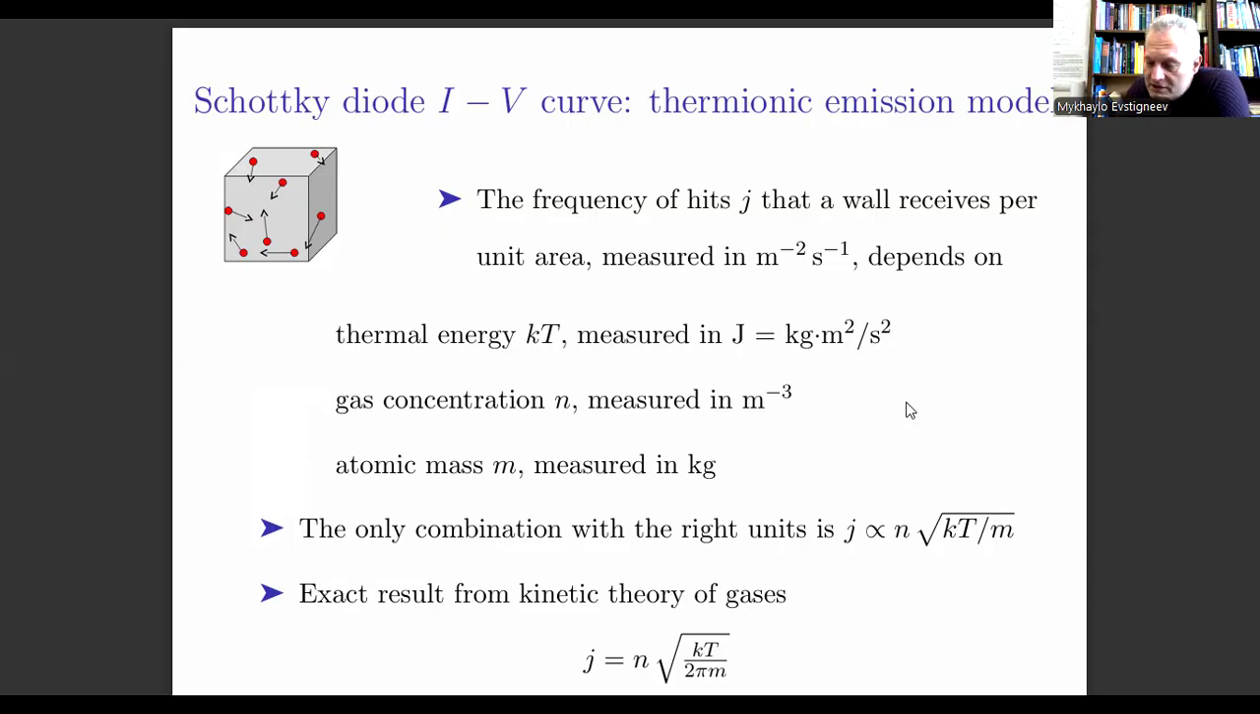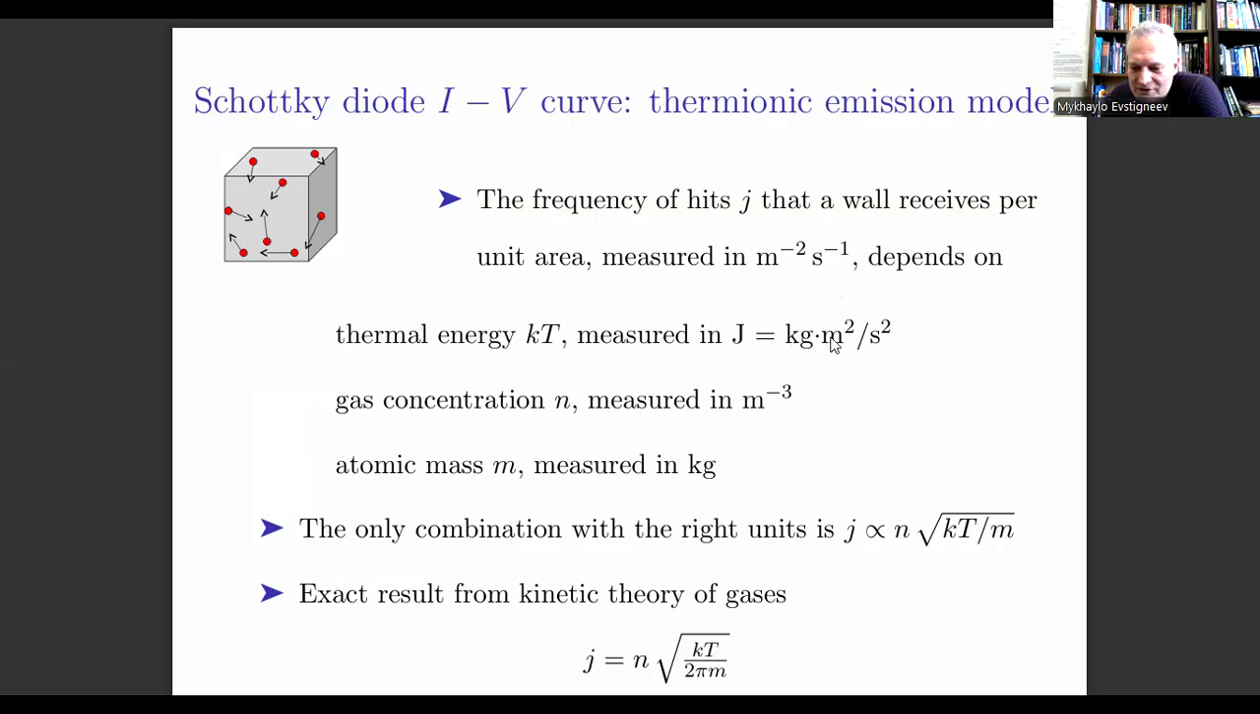Gas concentration is measured in inverse cubic meters, right? And the mass is measured in kilograms. So how do we combine these parameters to get the quantity with the right dimension? Well, this is the only combination that you can come up with: concentration of gas molecules times the thermal velocity of the gas molecules, which is the square root of thermal energy divided by the mass. So we have derived a very powerful formula without much effort. We just used dimensional considerations.